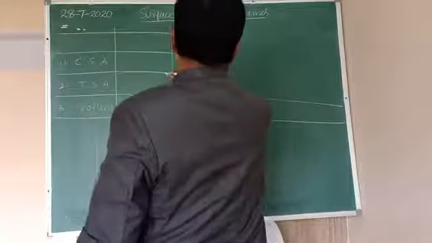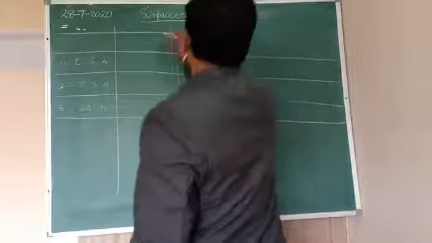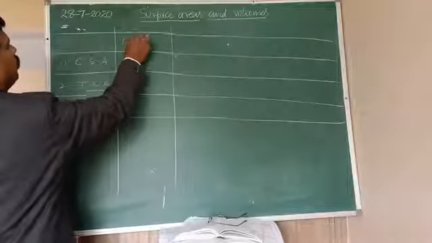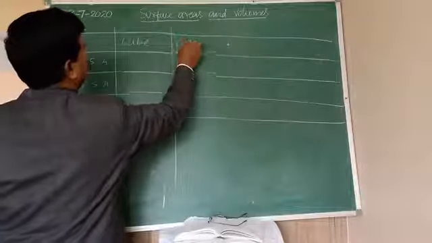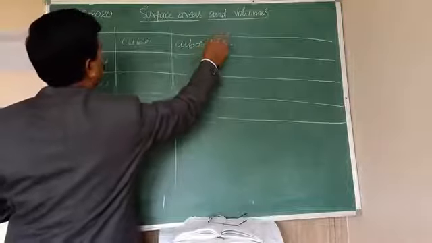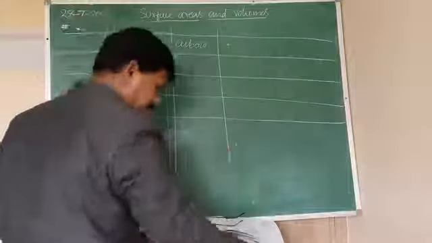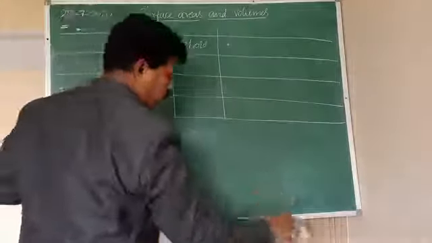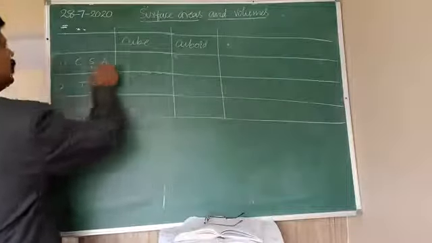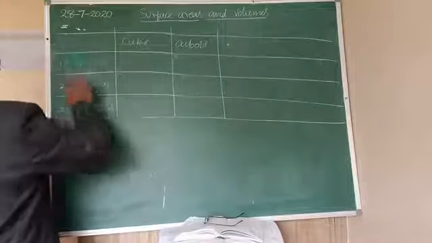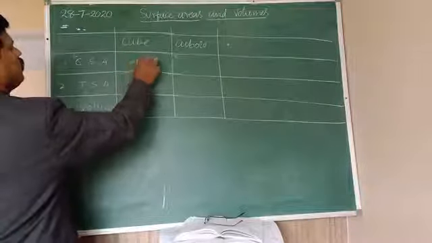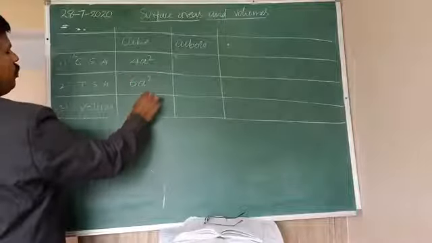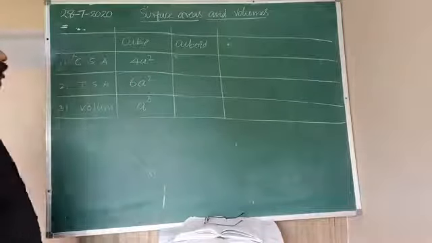Just look at this. One is a cube and a cuboid, and then cylinder, cone and sphere. Cube: CSA or LSA is 4a square. Total surface area is 6a square. Volume of the cube is a cube.